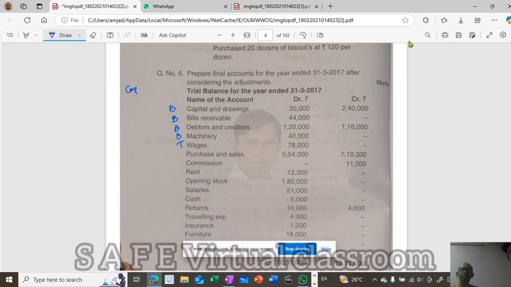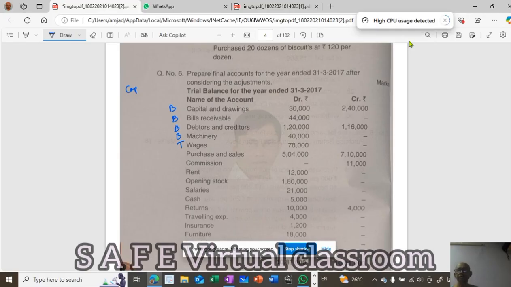And normally these type of people are in a factory. That's why it will always go to the trading account, and it is an expense. So after purchases, carriage inward will come, carriage inward and wages will come by default. This also will come there in the trading account.